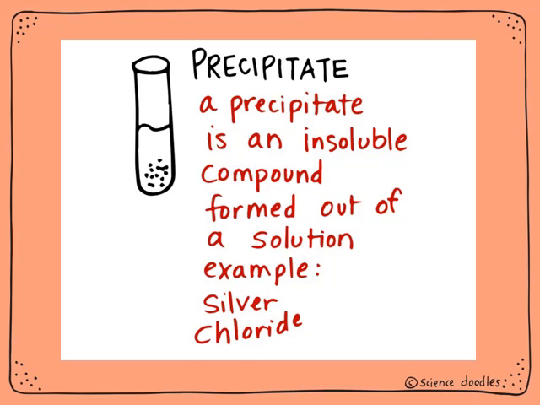A precipitate is an insoluble compound formed out of a solution. An example is silver chloride. Again, this is when you have two liquids, which would form a solution. You should have learned about that in primary school. It forms a solid at the bottom of the container, or maybe it's floating throughout. But you pour two liquids together and boom, suddenly you have a solid in there somewhere.